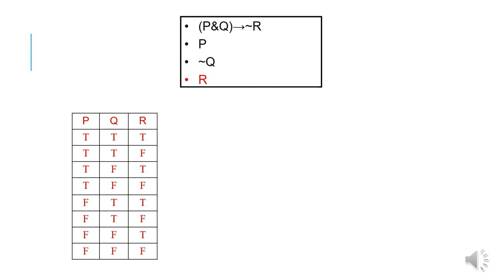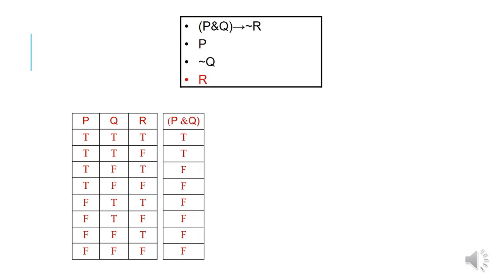And then we see that we need to break each one of these down. P and Q first. Remember, when P and Q are both true, then the complex proposition of P and Q is true. So in our first column, we see that rows 1 and 2 are true, and all the rest are false.